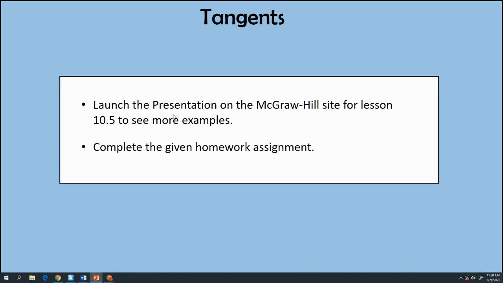So that's what we got today on tangents. We're going to add a little bit more to it tomorrow, some different things we can do. But those are the few basic properties that we've had.